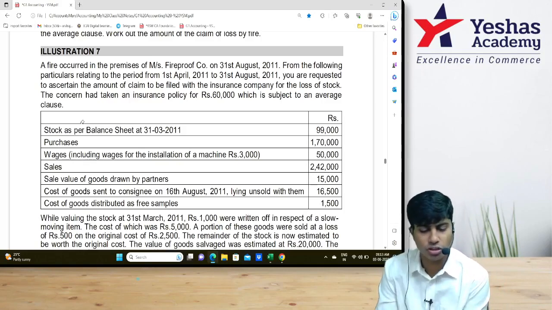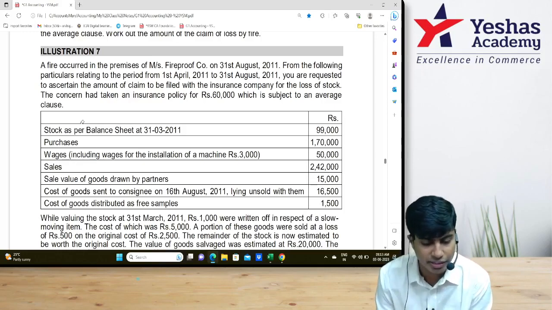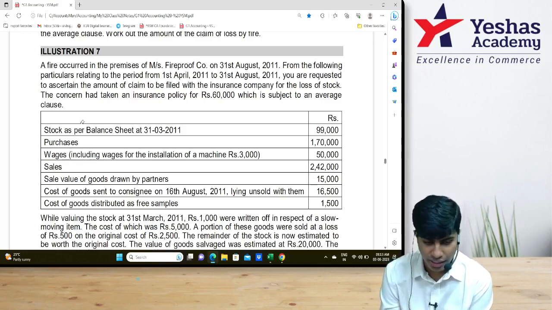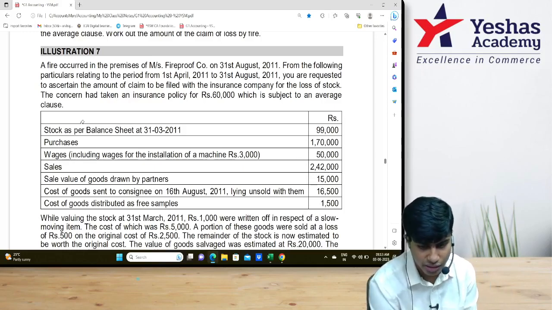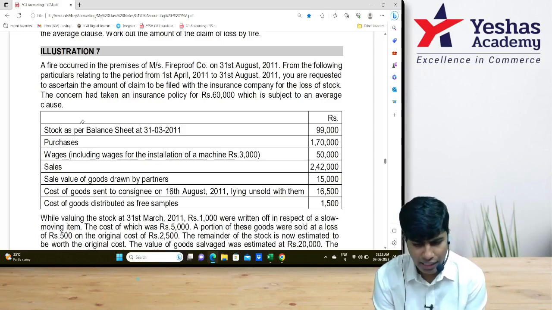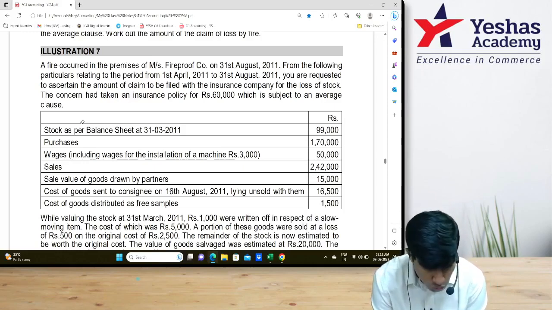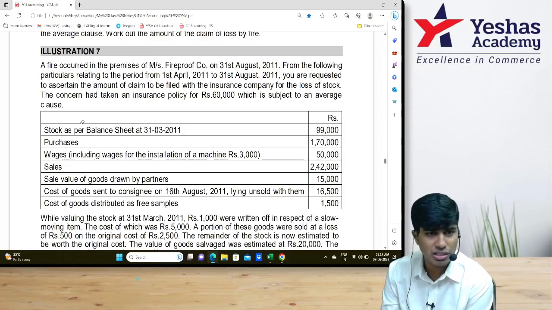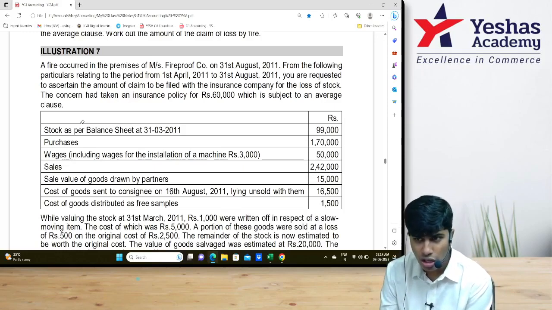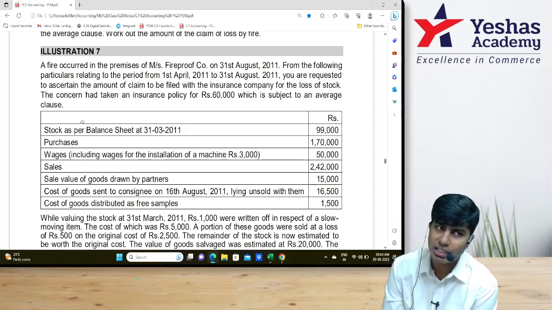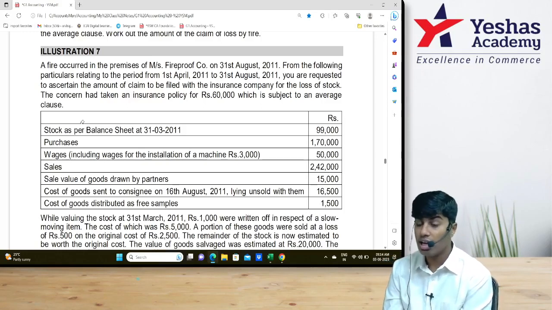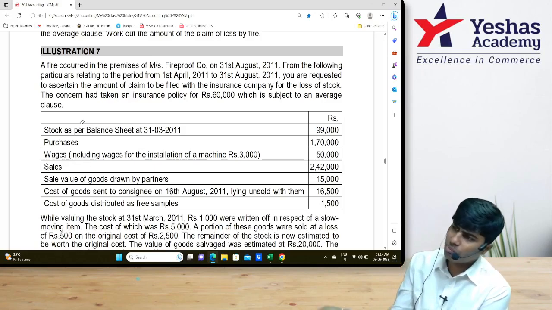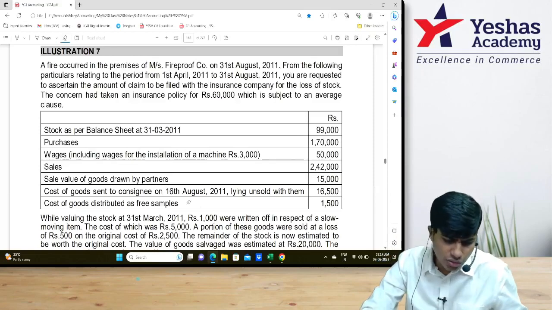No, no. One more item is there. Cost of goods given as free samples. This has to be deducted. Correct. Oh, you are reading the cost of goods sent to consignee on 16th of August 2011. That is during the period, lying unsold with them. So will we have claim on this? No. Should this be included in closing stock? So this also needs to be either deducted from purchases at cost or written on the credit side of memorandum trading account as sales at cost. So what do we do? Do you want to deduct it from purchase or write it like outflow? Deduct it from purchases. We can do it that way. So then what do we have after that?